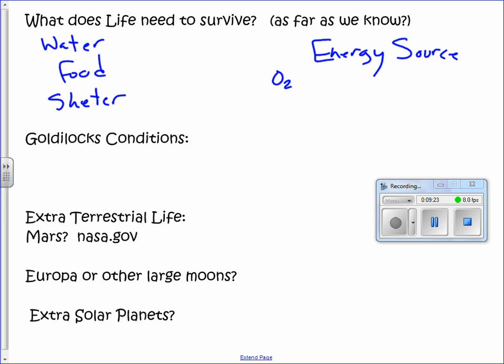But what else does the atmosphere do for us? What else were you going to say? Yeah, so we need liquid water. And so that's part of the problem.